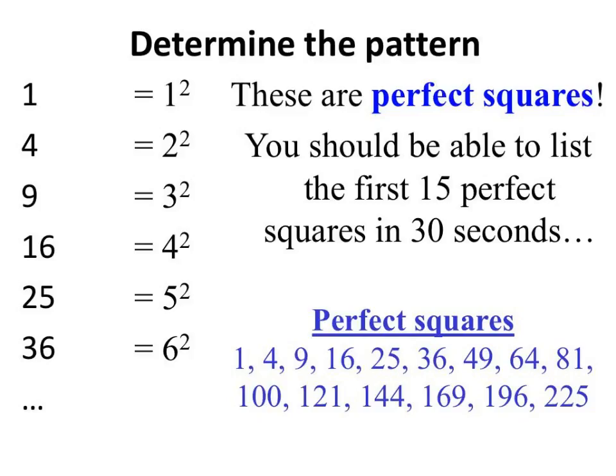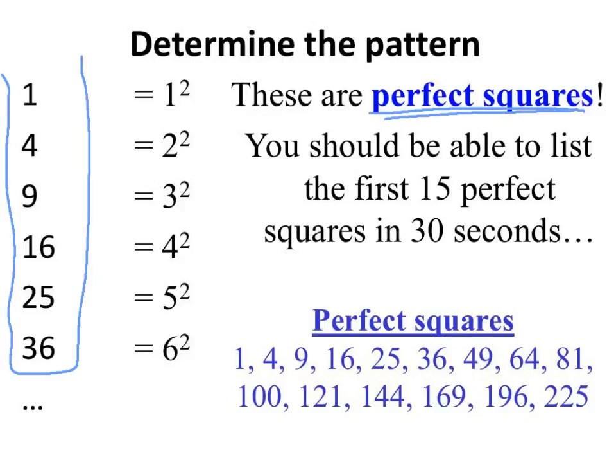We look for perfect squares. Those perfect squares are these numbers here. These are called perfect squares because 1 times 1 is 1, 2 times 2 is 4, 3 times 3 is 9. So that gives us our perfect squares, and you should learn your perfect squares, the first 15 perfect squares, so that you can easily identify them.